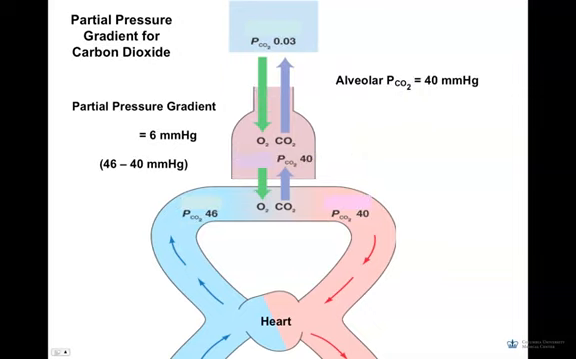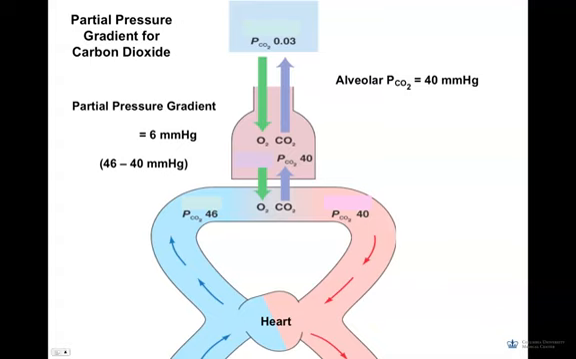For carbon dioxide, it's a slightly different story. So looking at the blood end of it first, the pulmonary artery delivers relatively deoxygenated blood, and blood that has a PCO2 that is relatively high. And the partial pressure of CO2 in this relatively deoxygenated blood is 46 millimeters of mercury.